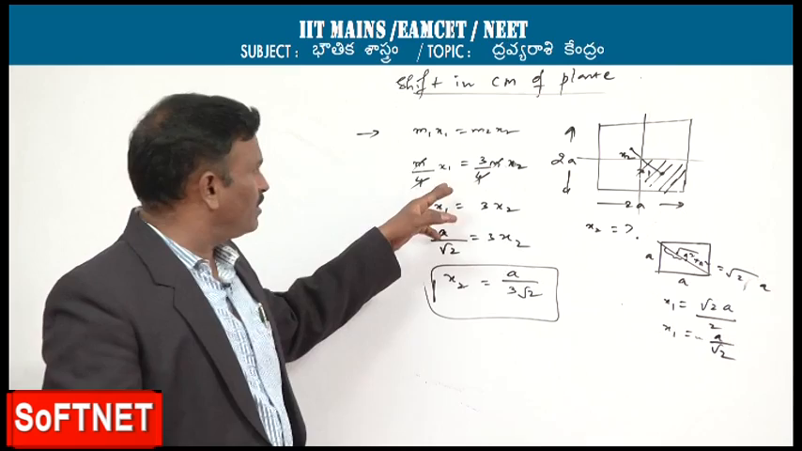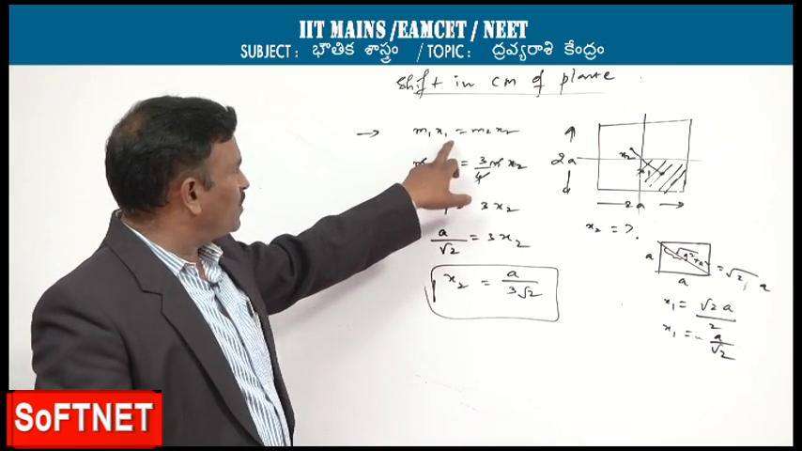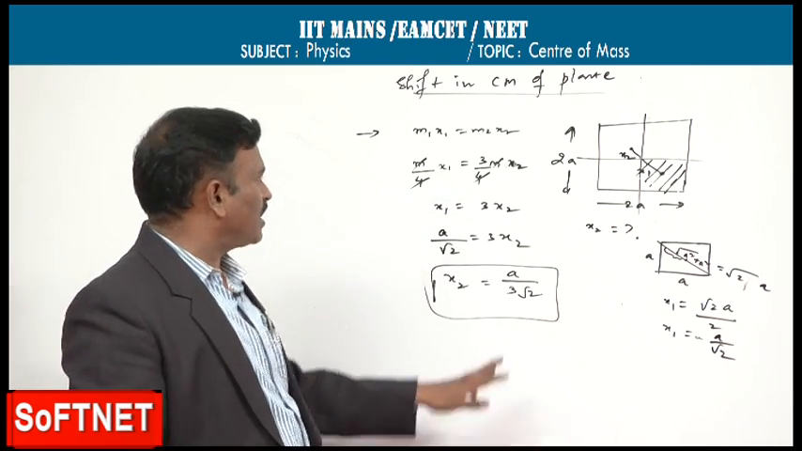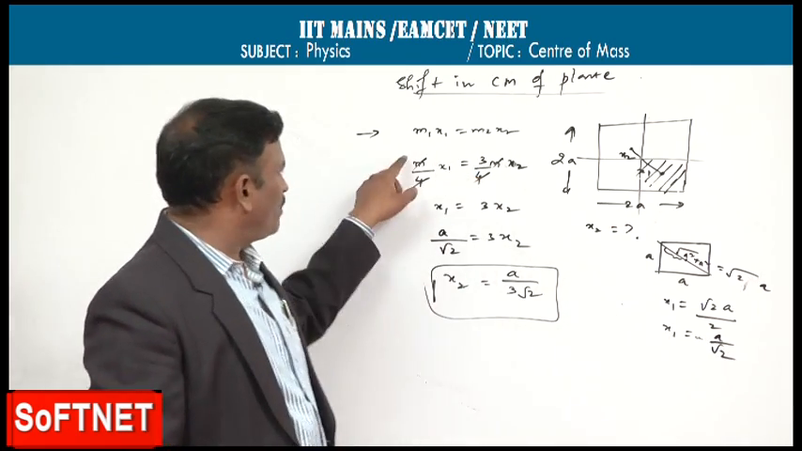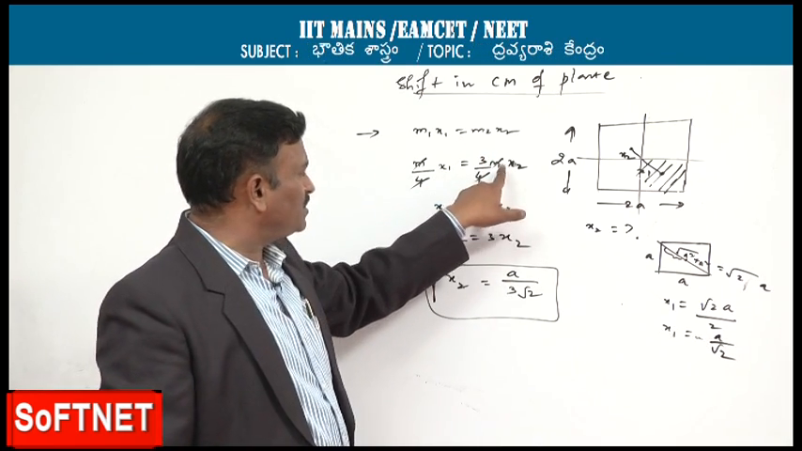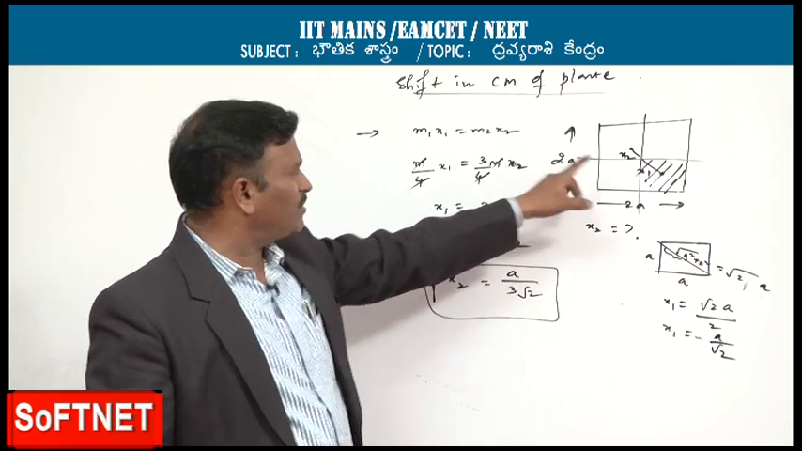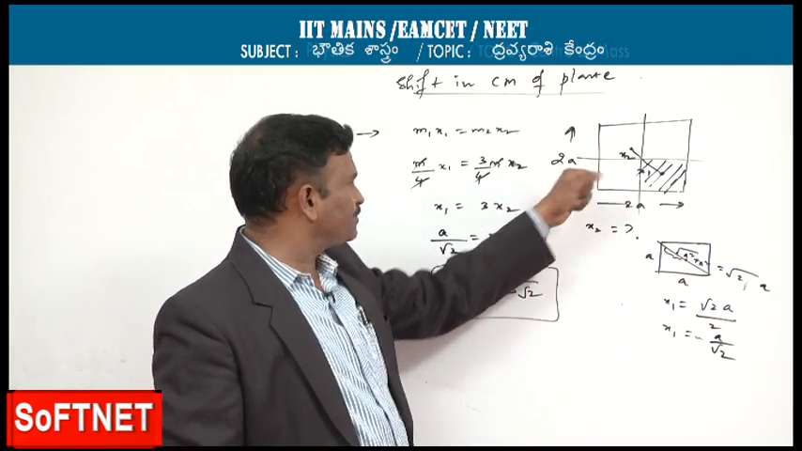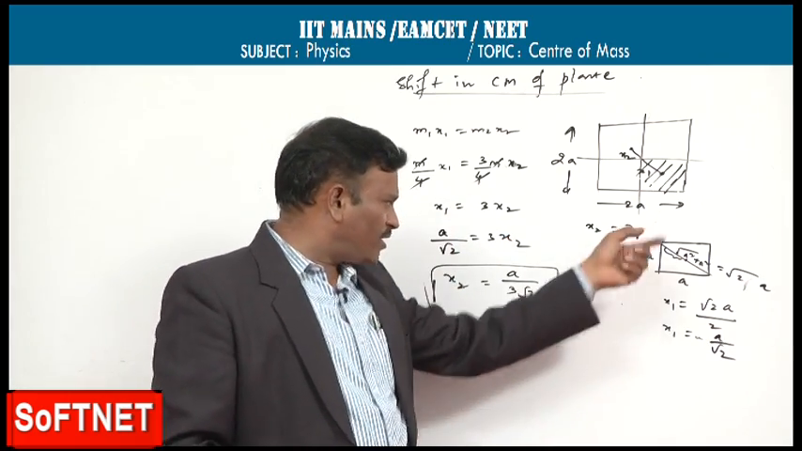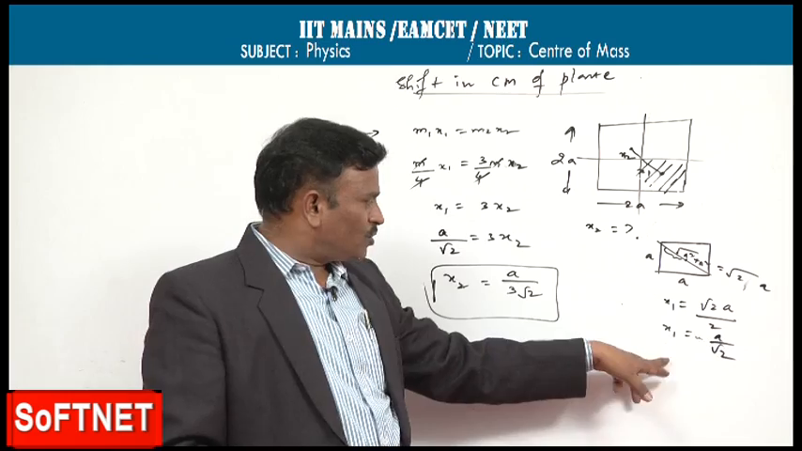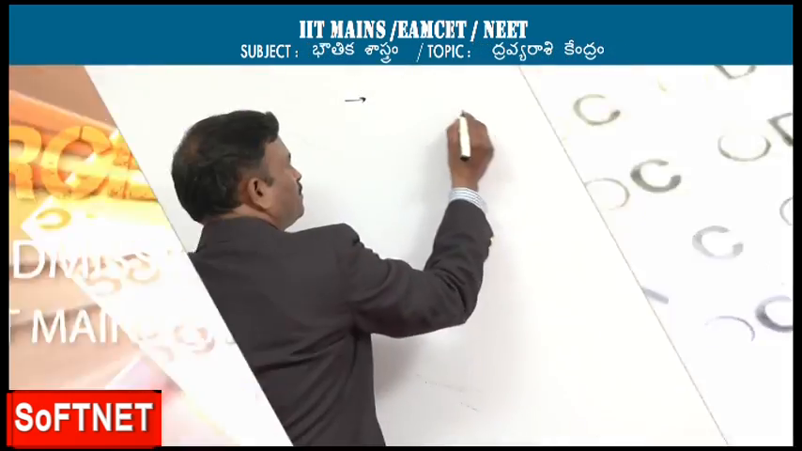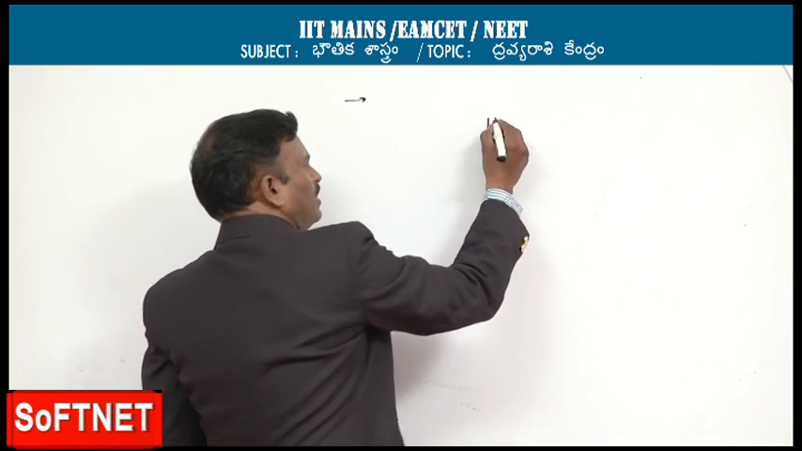Here, in this model, again I am repeating, m1 x1 is equal to m2 x2. m1, the removed mass, is 1 by 4th of the total mass, assuming the total mass is m. m by 4 is removed, and the remaining mass is 3 by 4th of the mass. x2 is the shift in center of mass, it will be back, not exactly the center. So x1 is equal to 3 times x2, as we got. Finding x1 from the diagram, a by root 2, and substituting, x2 is equal to a by 3 root 2.